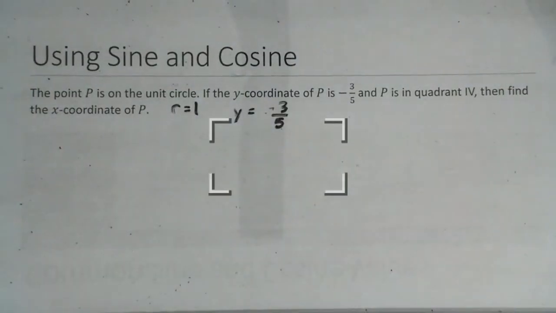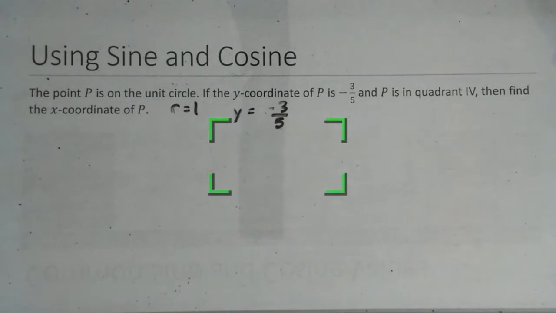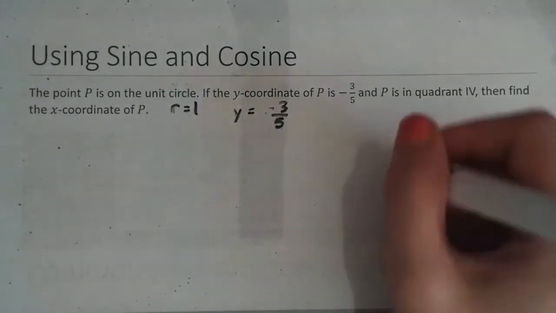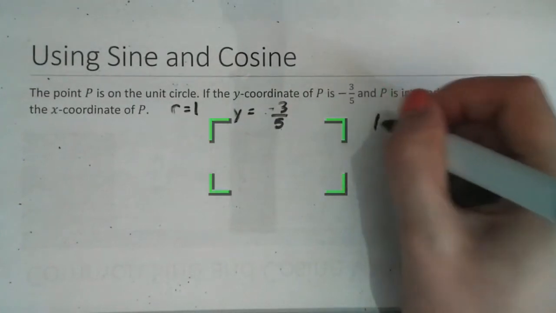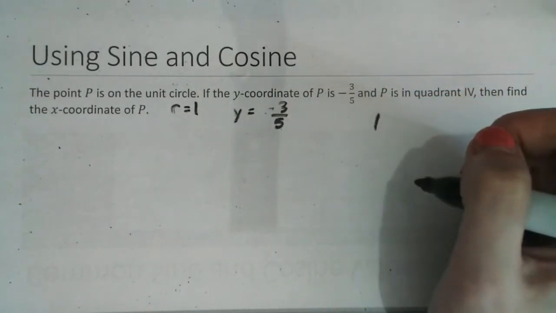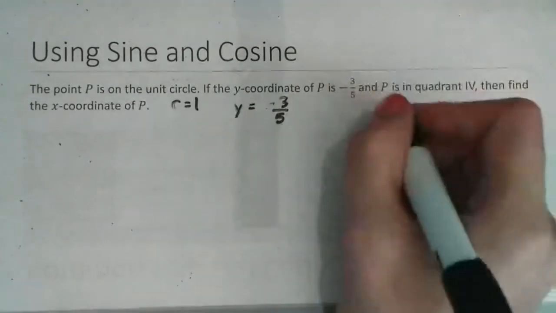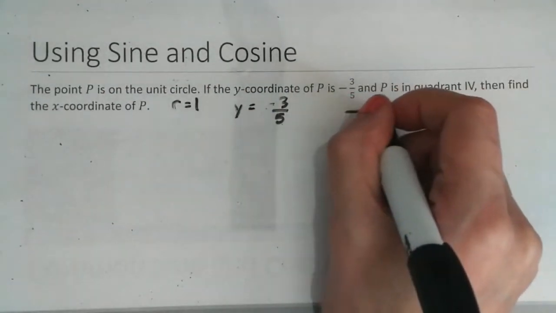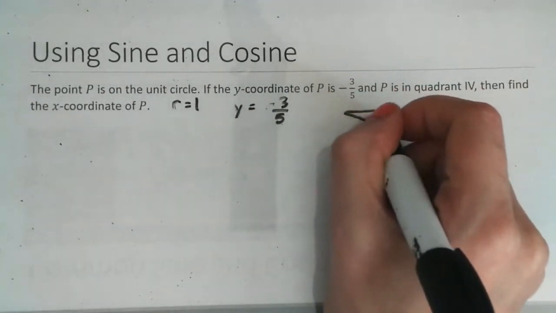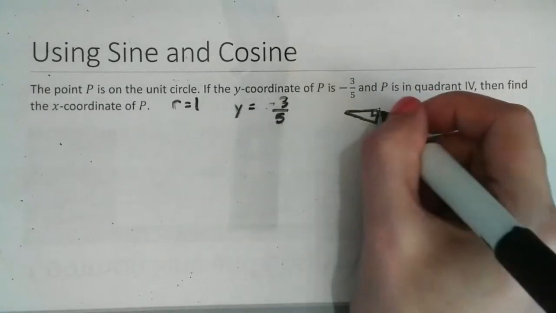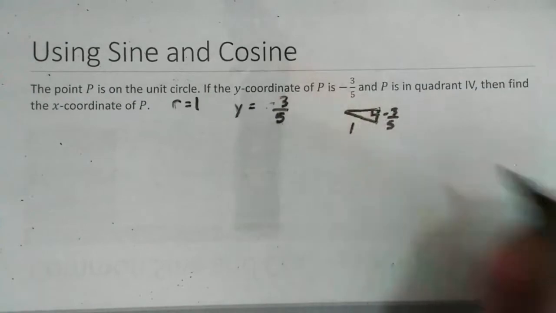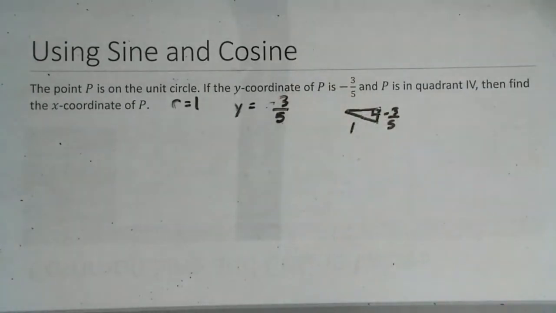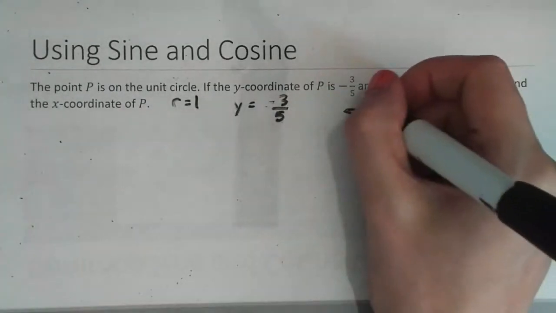Let's think about what's going on here. The y value is negative, so that means we're going down. But we know that our radius is 1. So if we think about this being on the unit circle, then our triangle is going to look something like this, where our y value has us going down 3/5, and we know we're on the unit circle, so our radius is 1. We want to find the x-coordinate.